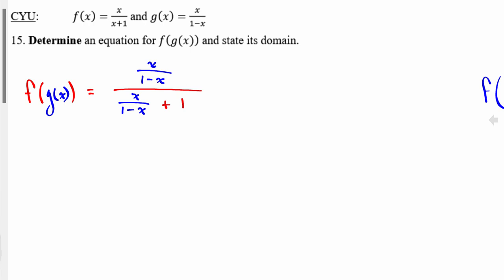Here's my initial equation. As I did for the previous question, I'm going to multiply numerator and denominator by that common denominator of 1 minus x.